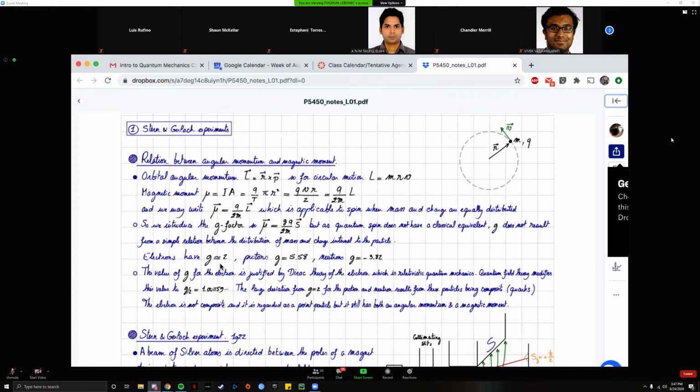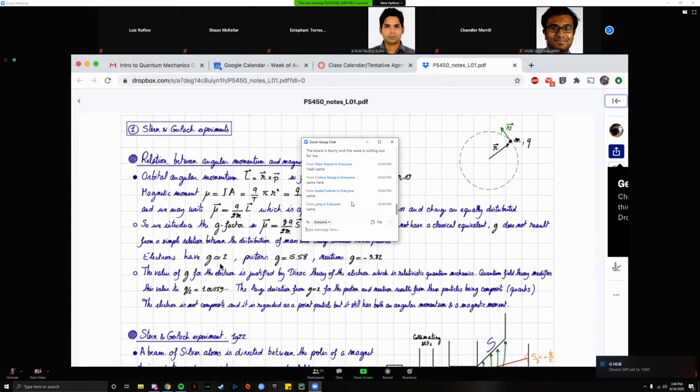The fact that there are interactions surrounding the electron changes that value, G equals 2, by a small amount, which can be calculated or predicted using the quantum field theory that describes electromagnetic radiation. But that's something we're not getting into. What is behind this factor of 2, G for the electron, is quite interesting.